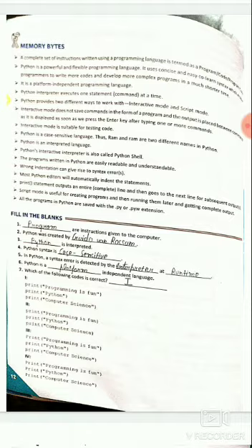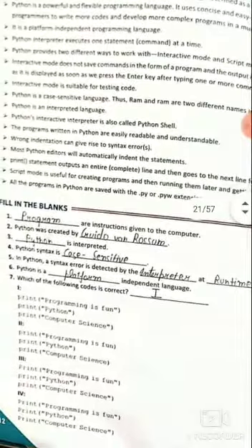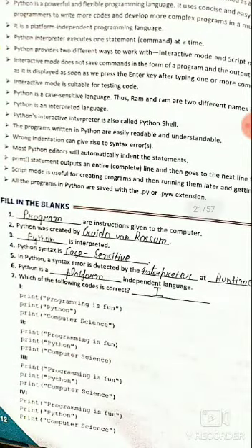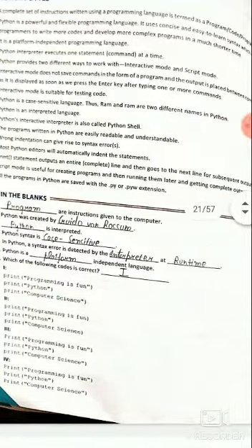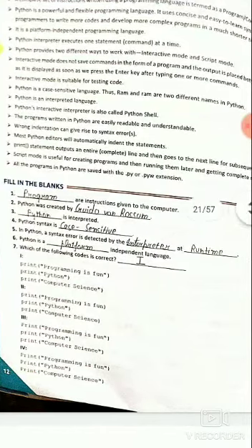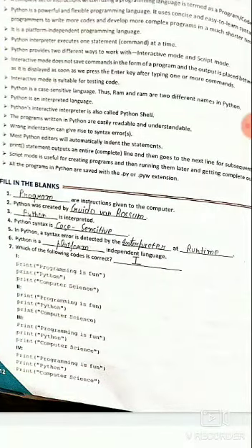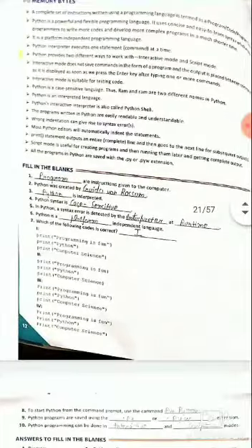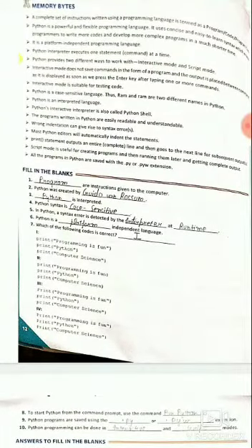The programs written in Python are easily readable and understandable for anyone, and wrong indentation can give rise to syntax error. Most Python editors will automatically indent the statements. The print statement outputs an entire complete line and then goes to the next line for subsequent outputs. Script mode is useful for creating programs and then running them later and getting complete output. And the last memory byte is that all the programs in Python are saved with the .py or .pyw extension.